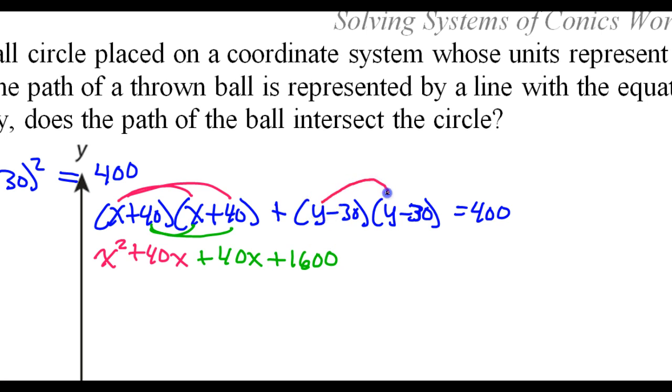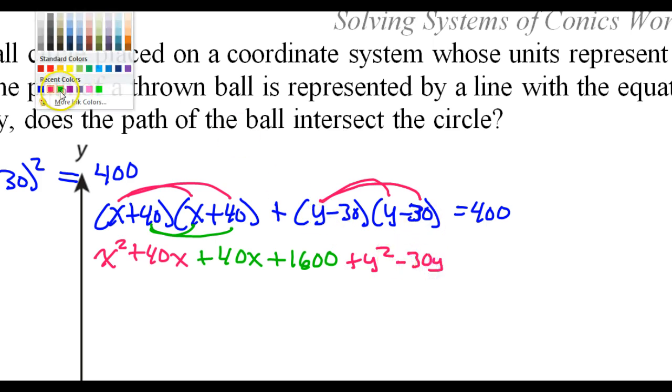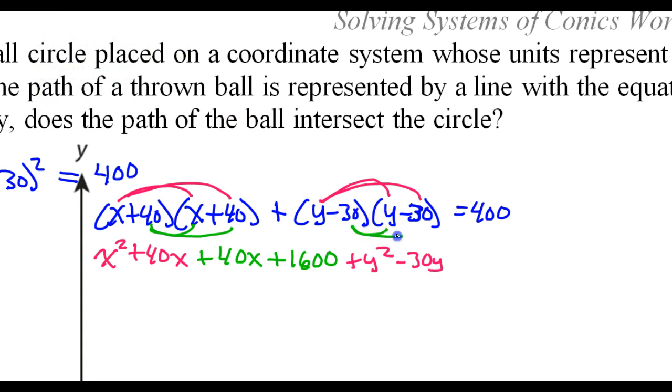Now, again, over here, I'm going to distribute the y. So y times y is y squared. y times negative 30 is negative 30y. If I do the same thing, distributing the negative 30 times y is another negative 30y. Negative 30 times negative 30 is positive 900. And then that equals 400.